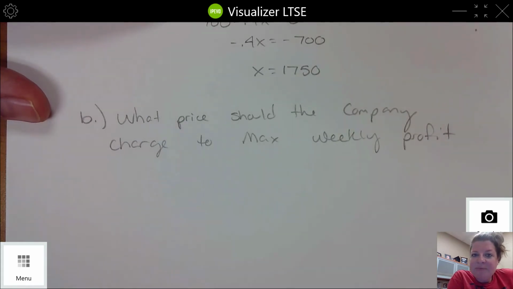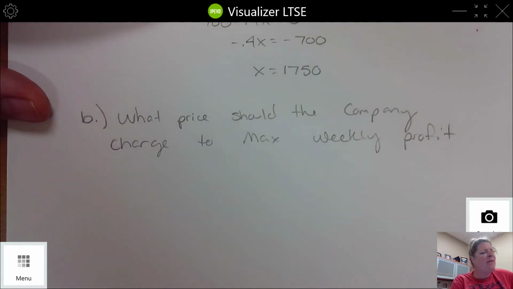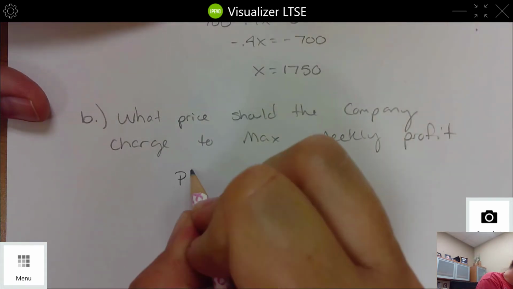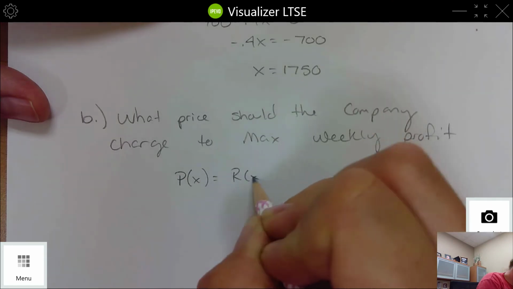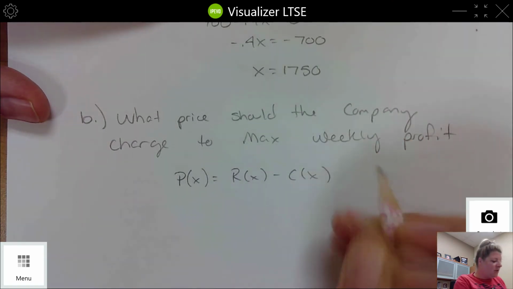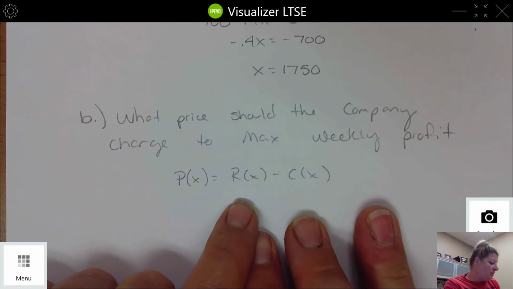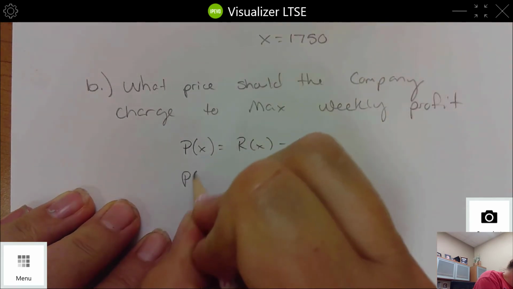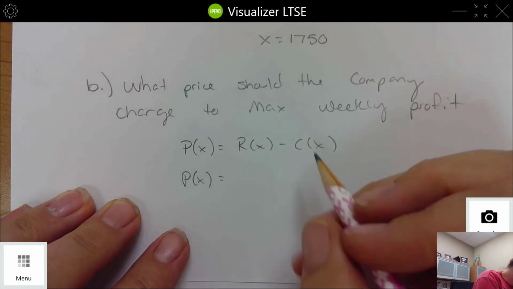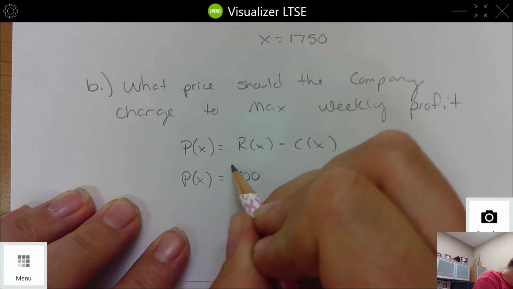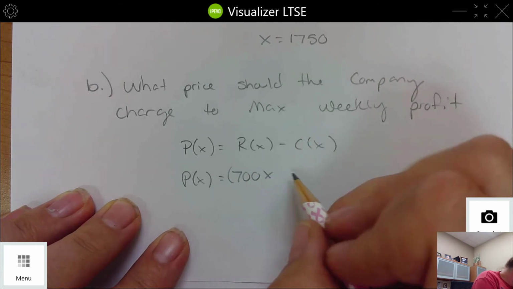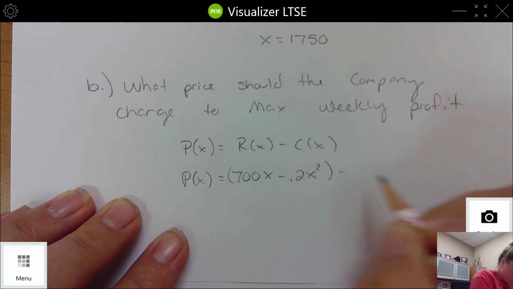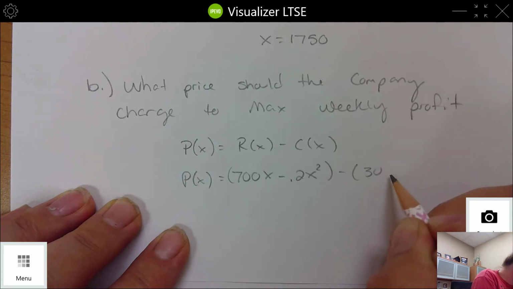What is profit? Revenue, right? All that money I'm bringing in minus cost. So now we're going to need that revenue function we wrote in the one before, and then we're going to need our cost function. So we would have 700x minus 0.2x squared minus 30, was it 30,000? Yeah.